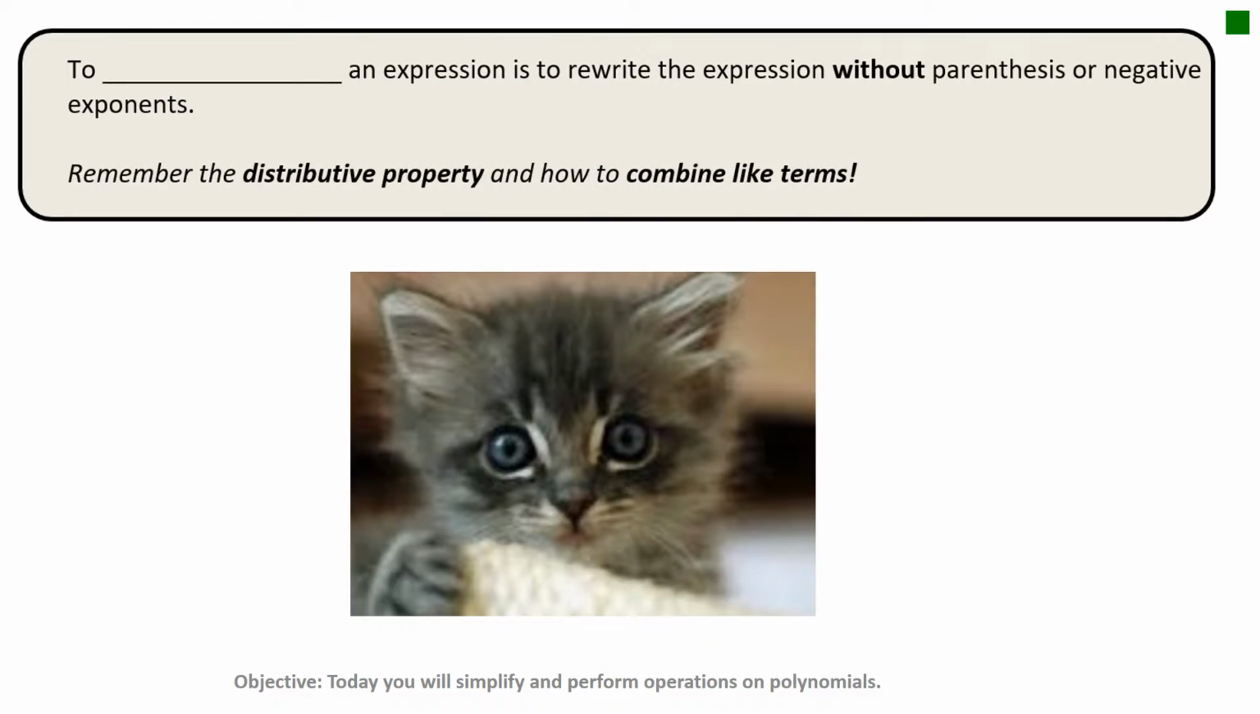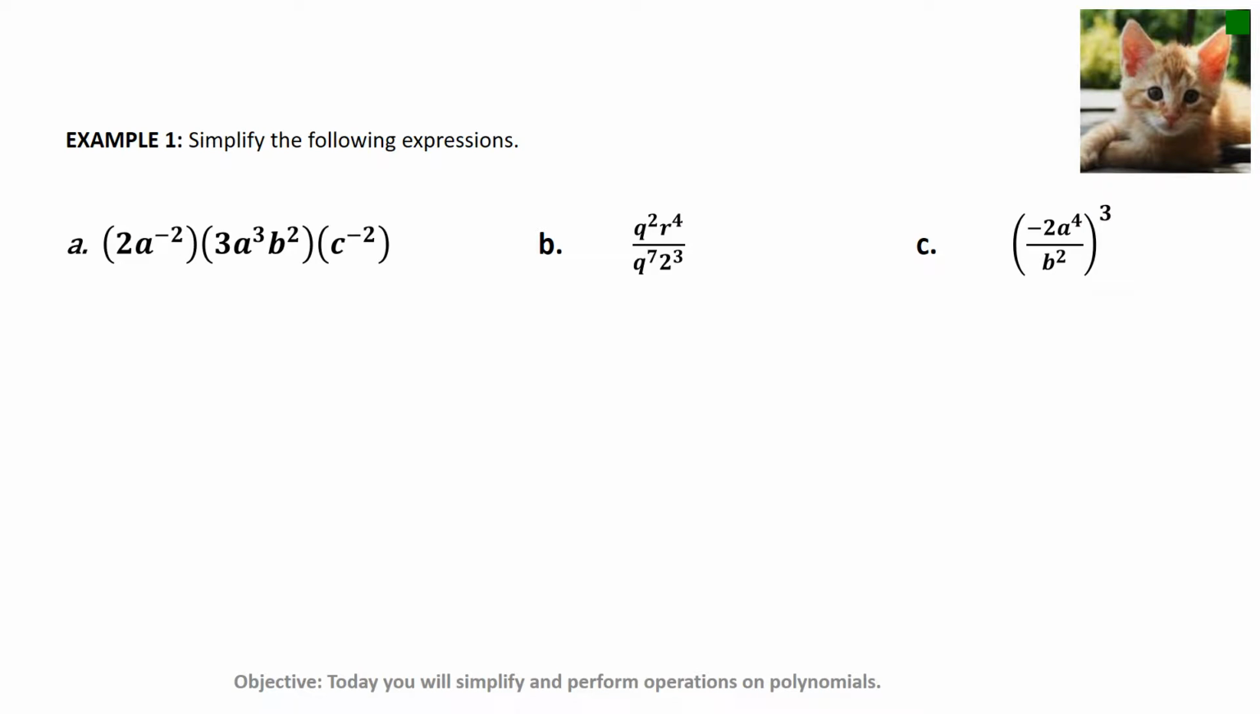We'll find out. So, to simplify an expression is to rewrite the expression without parentheses or negative exponents. Got to remember the distributive property and how to combine like terms. Let's see what that means. So in this, we're simplifying the following expressions. We know how to do that, right?